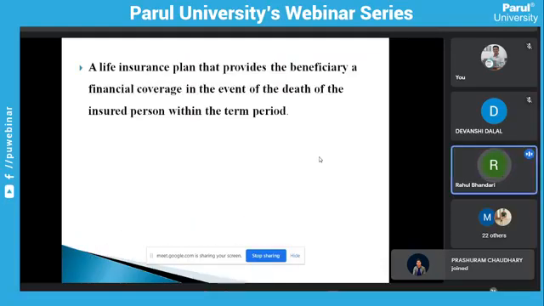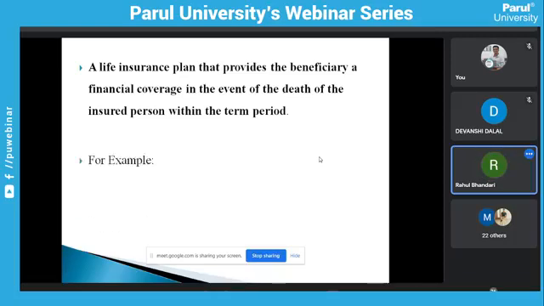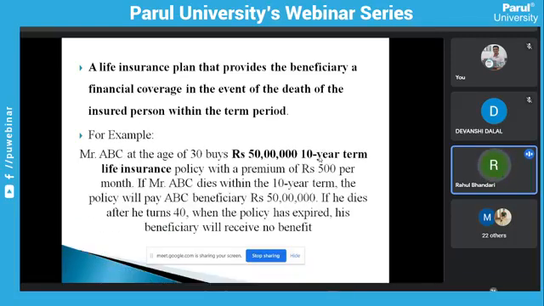A life insurance plan provides the beneficiary financial coverage in the event of the death of the insured person within the time period. For example, Mr. ABC at the age of 30 buys a 50 lakh rupees, 10-year term life insurance policy with a premium of rupees 500 per month. If Mr. ABC dies within the 10-year term, the policy will pay ABC's beneficiary rupees 50 lakhs. If he dies after he turns 40, when the policy has expired, his beneficiary will receive no benefit.